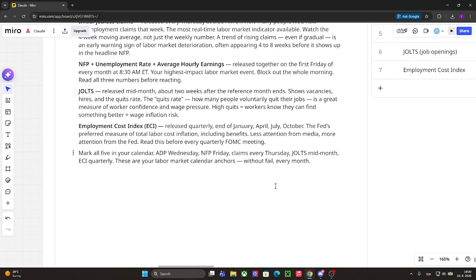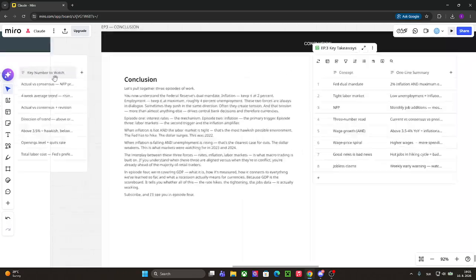Mark all 5 in your calendar. ADP Wednesday, NFP Friday, claims every Thursday, JOLTS mid-month, ECI quarterly. These are your labor market calendar anchors, without fail, every month.